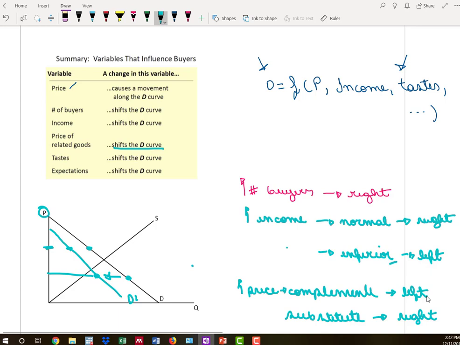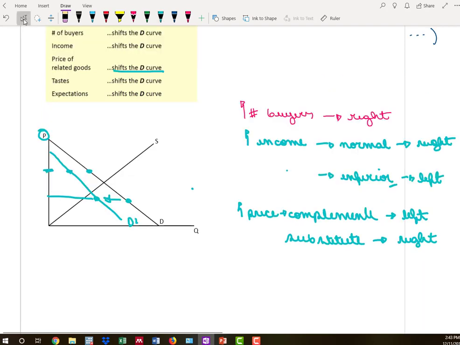Tastes. If I like coffee more for some reason, my demand is going to shift to the right. Expectations. If I expect coffee to be more expensive tomorrow, I will increase consuming of coffee today. Therefore, using your economic intuition, you can see if the demand shifts to the right or to the left. Just fix a hypothetical price and ask yourself, with that change in this other variable, will my demand for this good shift to the right or to the left?